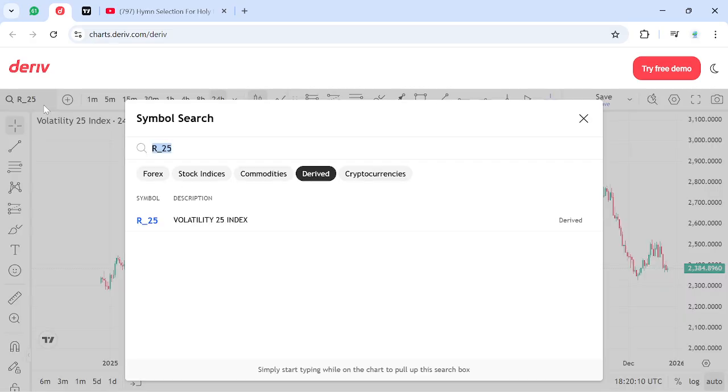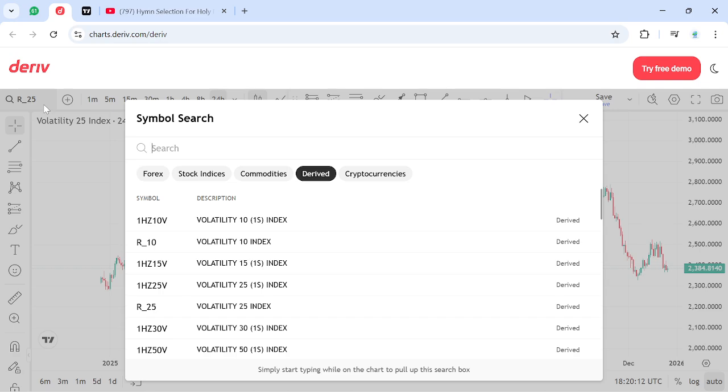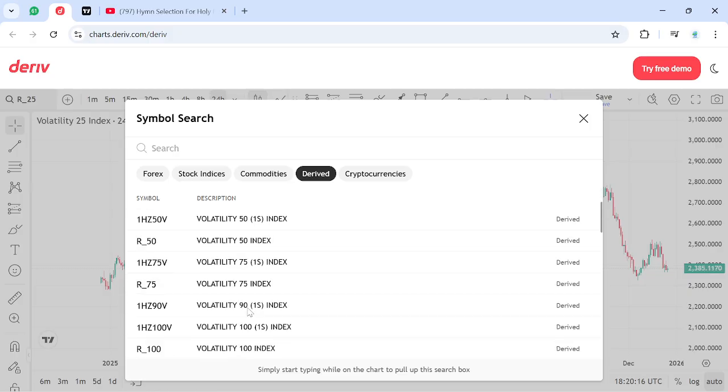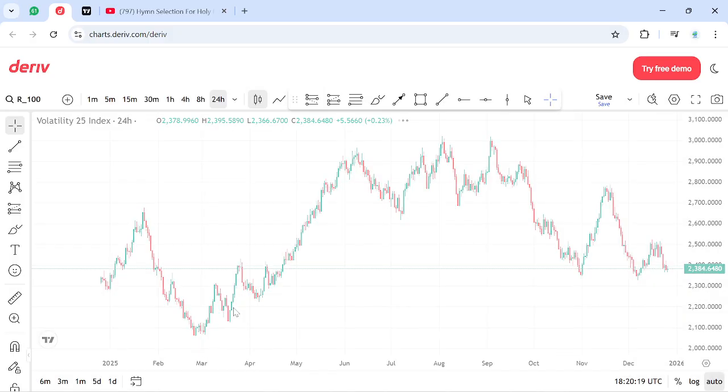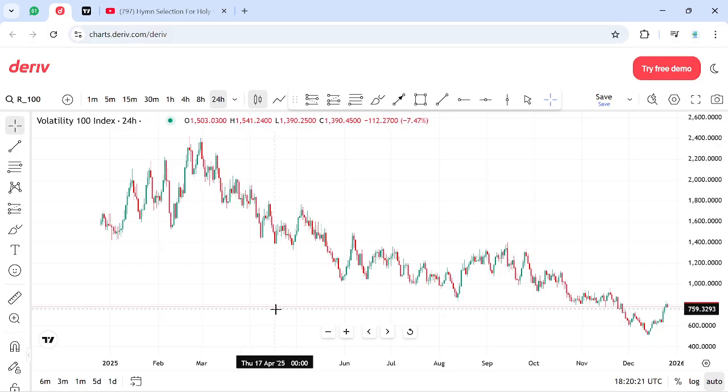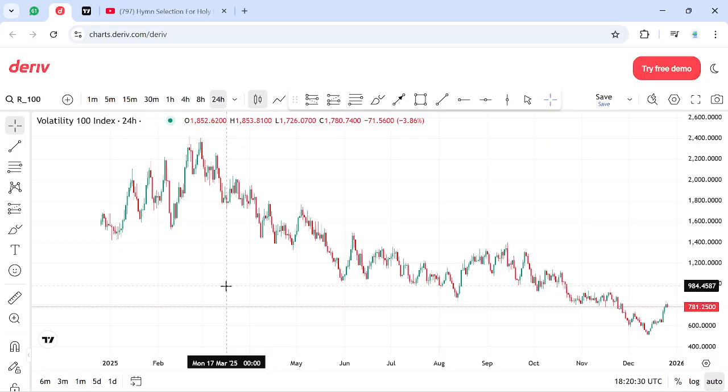So here, I'll be picking a neutral pair basically. I'll just randomly select, let's just pick Volatility 100, and we implement this markup on Volatility 100, so you guys can make use of it and see how the strategy would help you get better clarity on your market chart. So it goes this way.